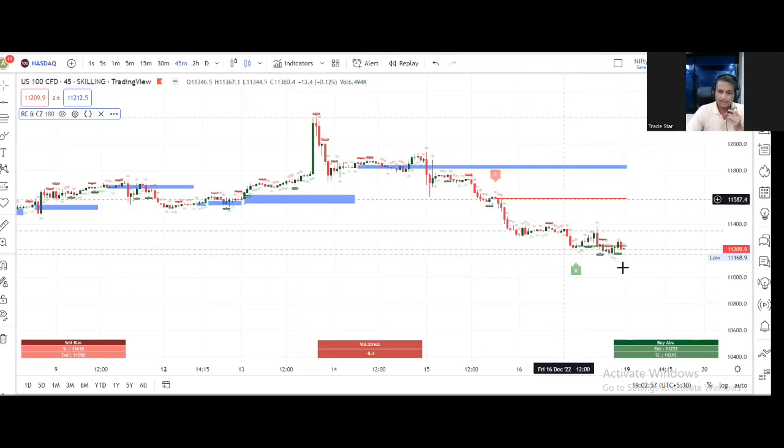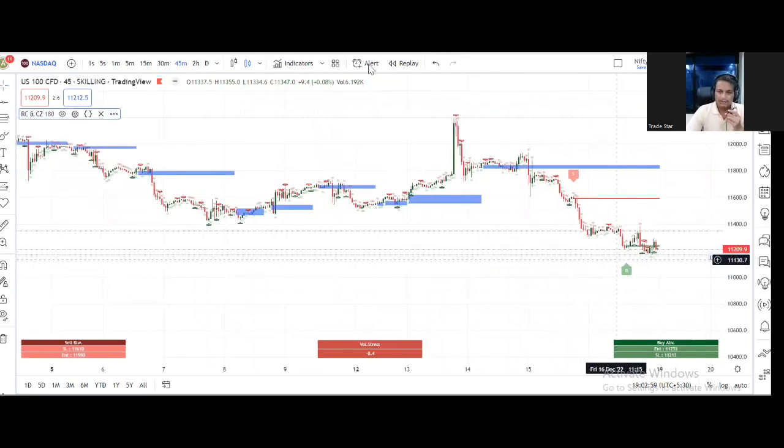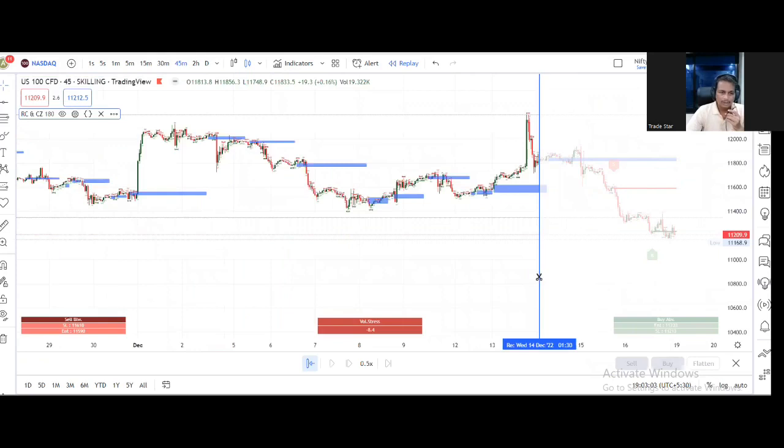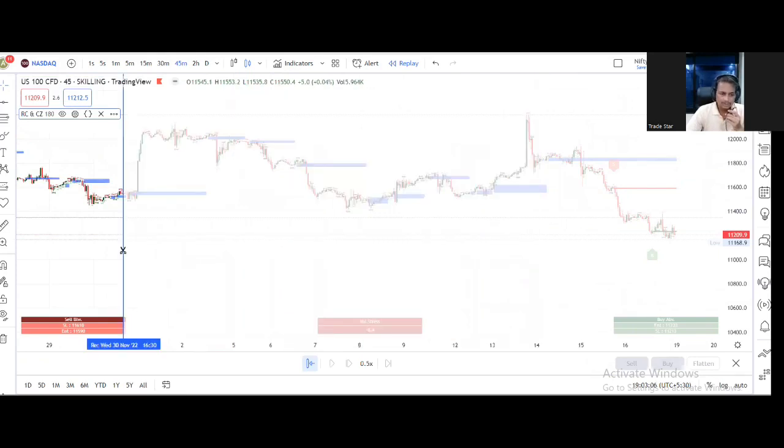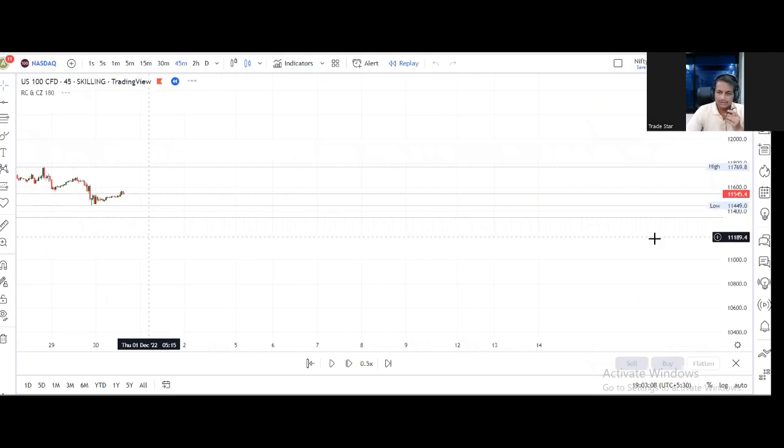So right now we will have a replay over this chart. I will start some replay. We can start over here. Okay, there was a good uptrend over here. So we'll start the replay over here.